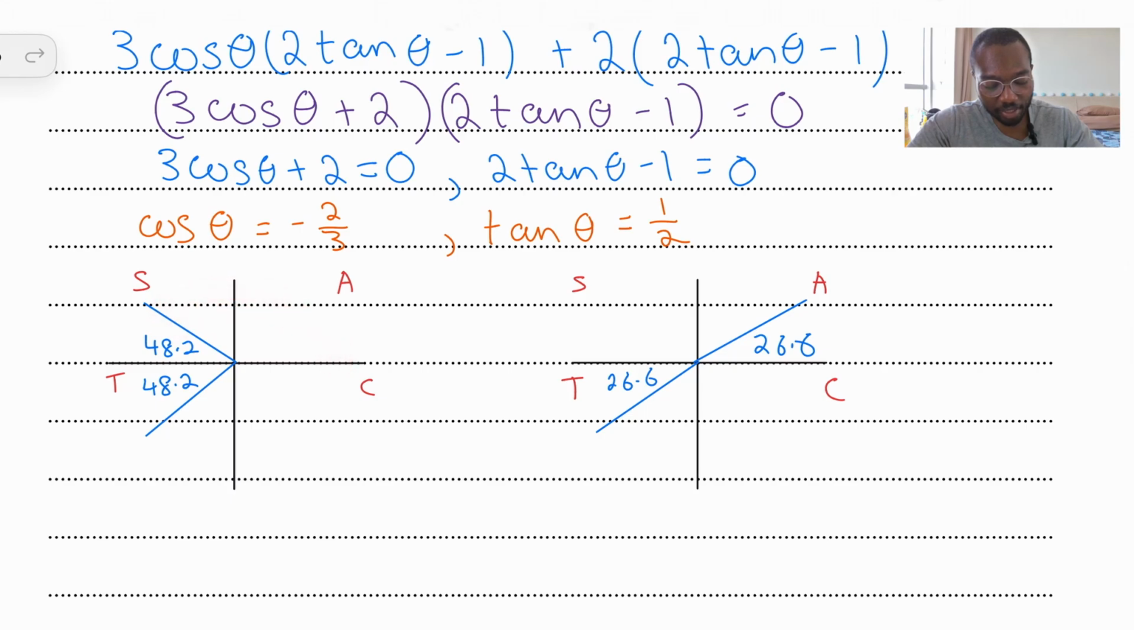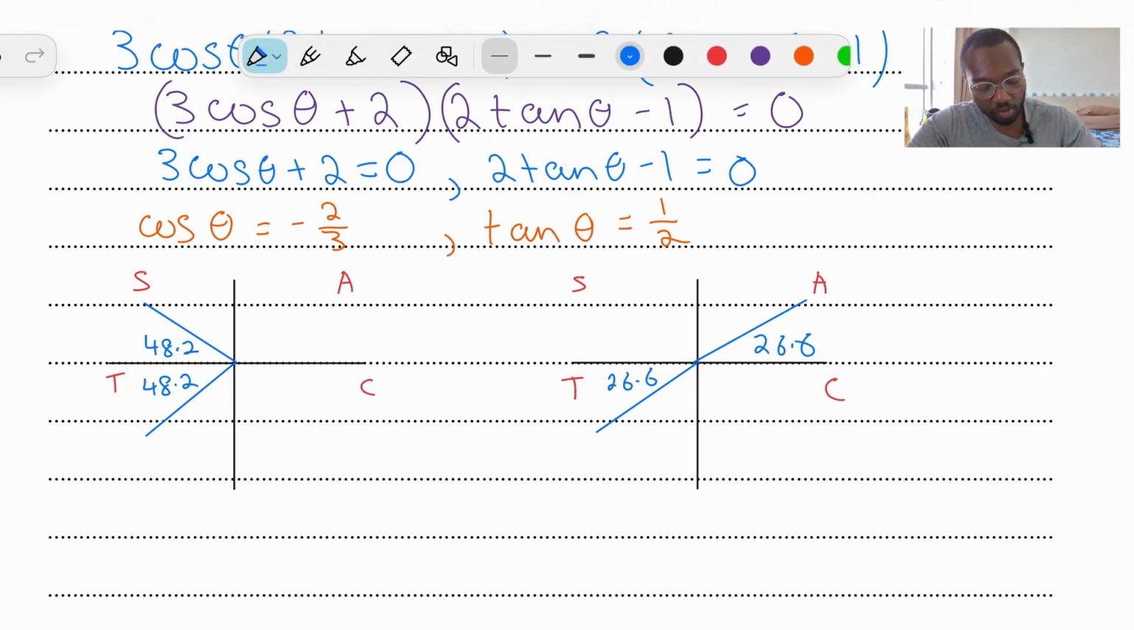Because that value is before 180. It's all values before this point here. So right now it would just be this value. So what would that be? That would be 180 minus 48.2. So if you do 180 minus 48.2, that will give us 131.8. And then that's it for that one.